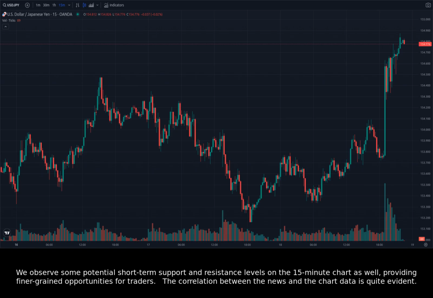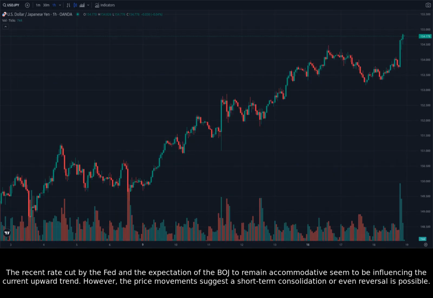The correlation between the news and the chart data is quite evident. The recent rate cut by the Fed and the expectation of the BOJ to remain accommodative seem to be influencing the current upward trend. However, the price movements suggest a short-term consolidation or even reversal is possible.